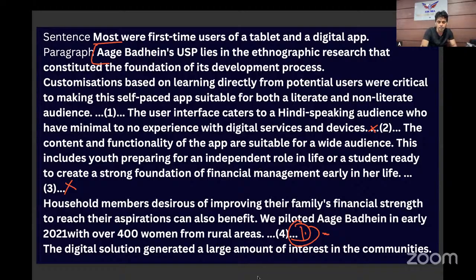So the drill remains the same. You need to first read the paragraph, understand it, read slowly. It's okay. There is no rush. Quality trumps quantity in the CAT exam. Okay, so that's how it should be.